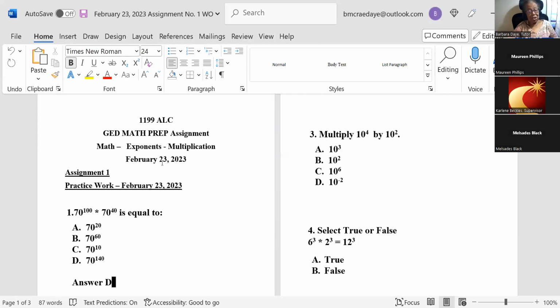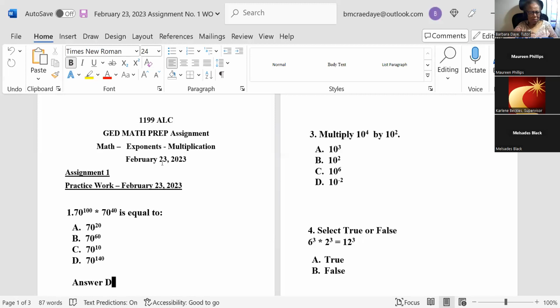Yeah, because multiplication, now remember, what are the different signs for multiplication, Mercedes? You have the dot, and you can write the word by. When you say multiply, you could put by between the two numbers too. But by, where did that come from? Multiply 10 to the fourth by 10 to the second. That's what she meant.